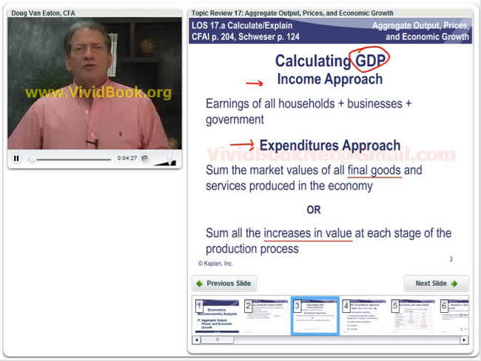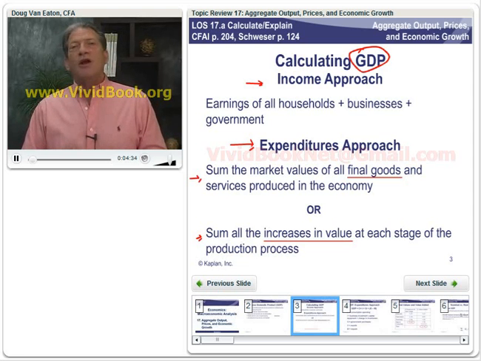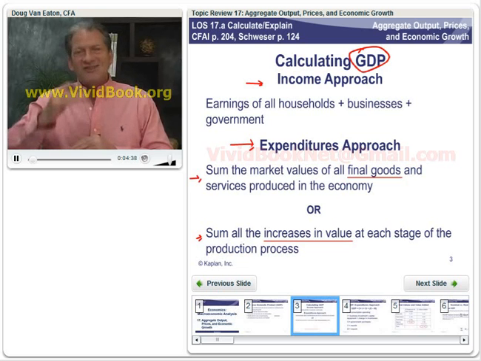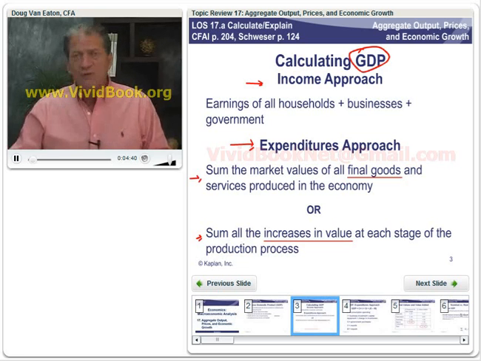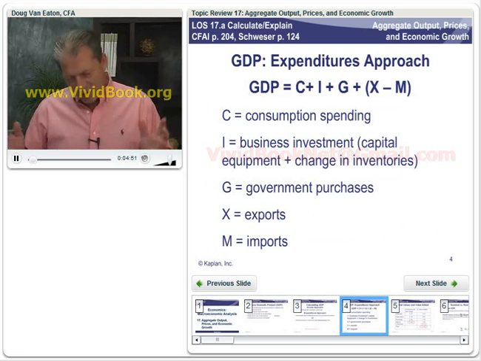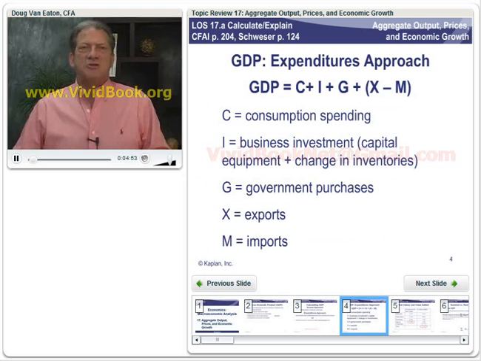Now, these two points under the expenditures approach, all we're saying here is if we take the final price of the good, that will include all the additions to value as it moved through the productive process. And we'll have an example of that in just a minute. So GDP calculated either by the income or the expenditures approach. If we add them all up and do it right, they should be equal.